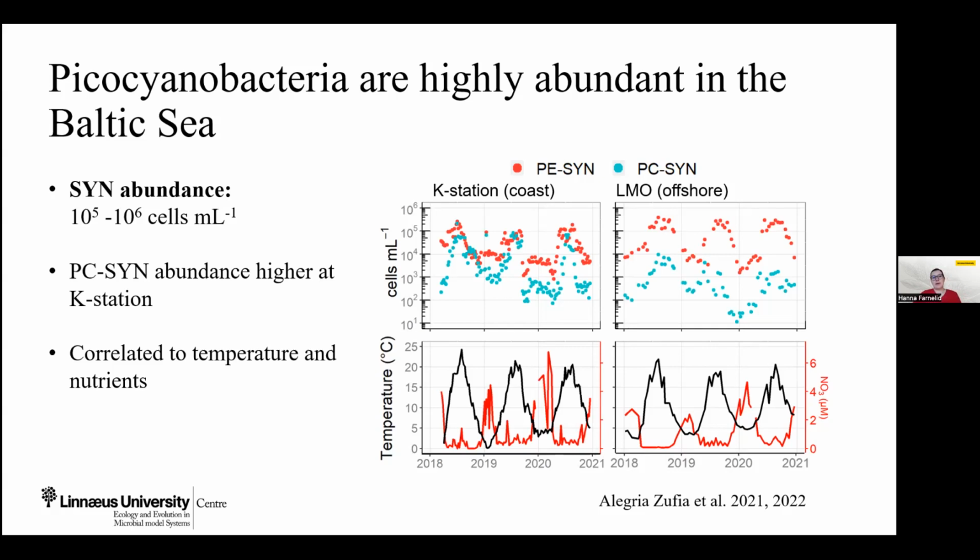And we found that the abundances of the Synechococcus were highly correlated with temperature and nutrients. So when nitrate was low, Synechococcus abundance was higher. And it's also these abundance peaks. Here in black is the temperature. And you can see that these abundance peaks in the Synechococcus populations fit very well with the temperature.